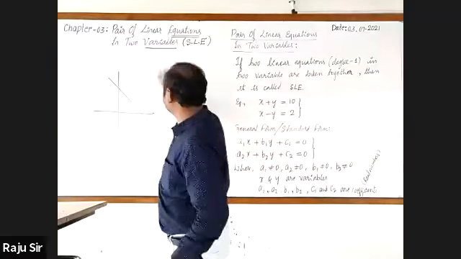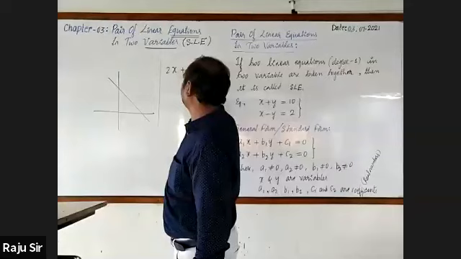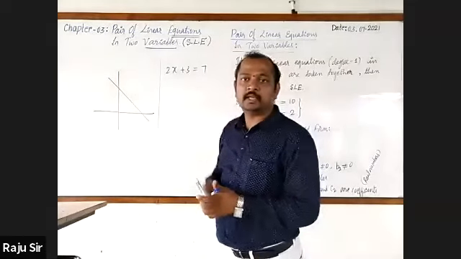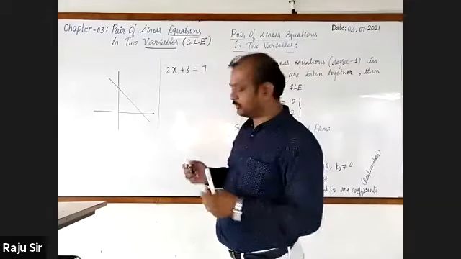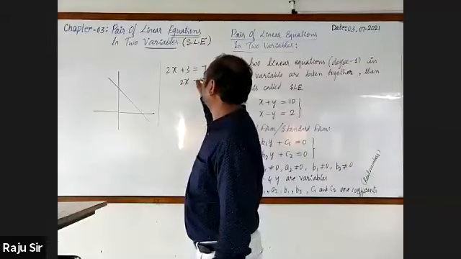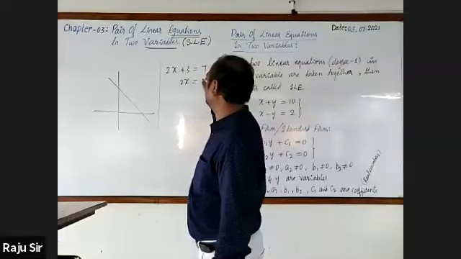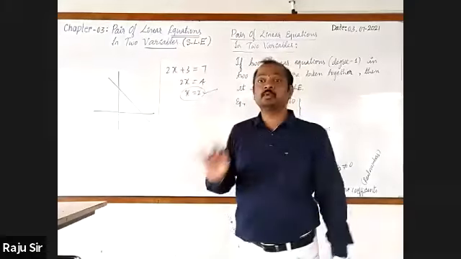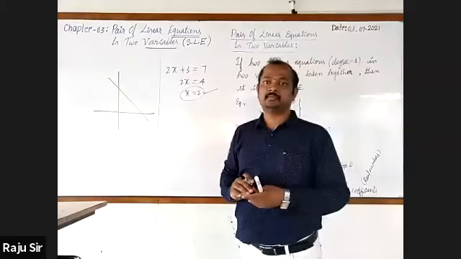One example: suppose 2x plus 3 equal to 7. It is a linear equation in one variable. On solving, you get 2x is equal to 7 minus 3, which is 4, so x is equal to 2. Therefore, we say that it has only one solution.